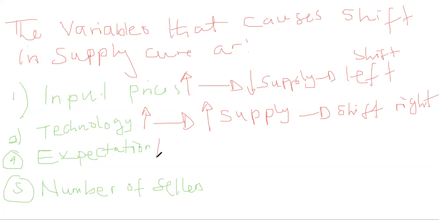For expectation, it depends. Expectation could come in many ways. When the farmer, the supplier of a good, expects that there will be an increase in future price, what will happen? He will reduce the supply today, the current supply, so that in the future when the price increases, he or she will supply more to the market. A decrease in supply means a shift to the left.